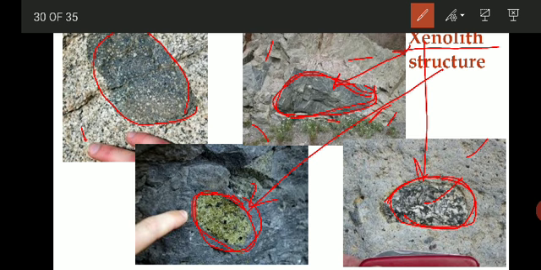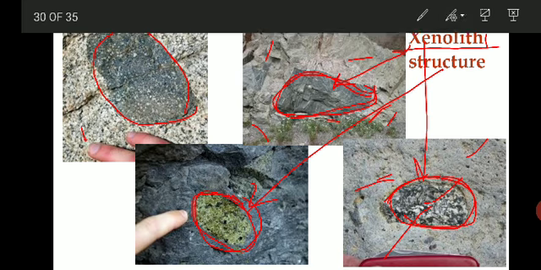So only some fragments remain undigested and they get entrapped within the mass of the igneous rock, and they produce the heterogeneous structure. This is different and this is different. Such entrapped fragments are called xenoliths, and the structure is called xenolith structure, or xenolithic structure. So these are all the structures shown by igneous rock. So xenolithic is a foreign rock body which remains entrapped.